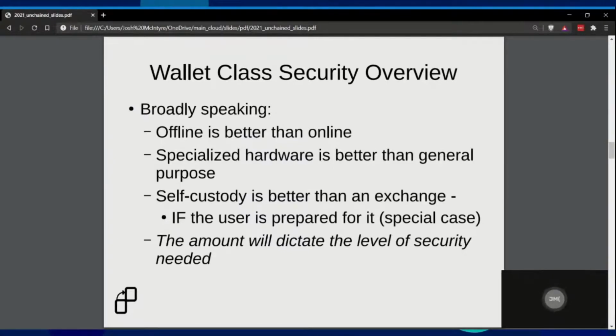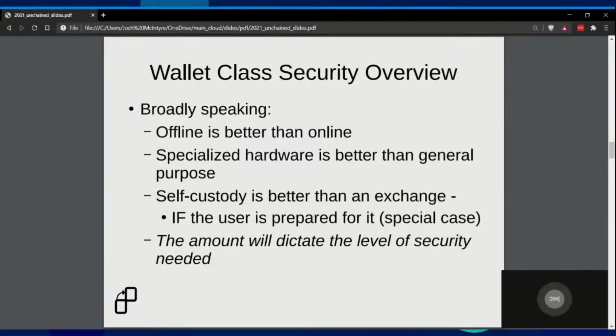In general, in the cryptocurrency space, we really do prefer self-custody to an exchange. The whole idea with Bitcoin, Litecoin, Bitcoin Cash or Ethereum is you get to be your own bank. You get to hold your own keys, and that means you are truly holding ownership over your own money. I say this with a caveat.